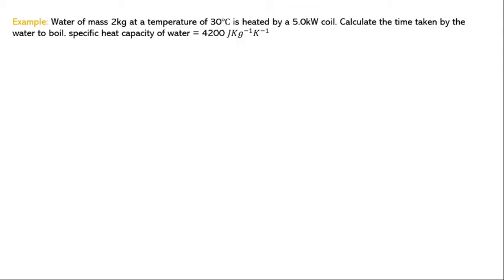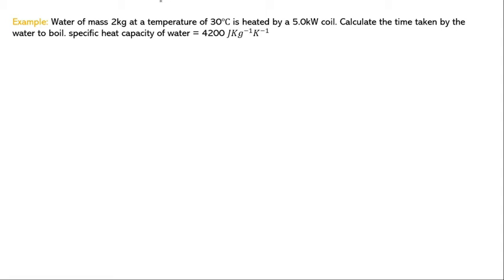All right, let's look at a new example. Example number 2. Water of mass 2 kilogram at a temperature of 30 degrees Celsius is heated by a 5 kilowatt core. Calculate the time taken by the water to boil. Specific heat capacity of water is given to us as 4,200 joules per kilogram per Kelvin.